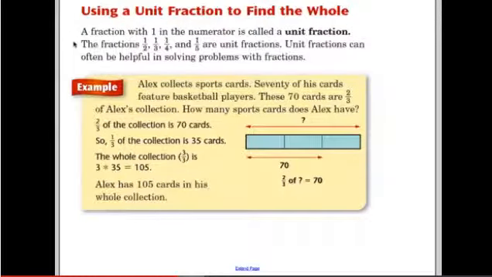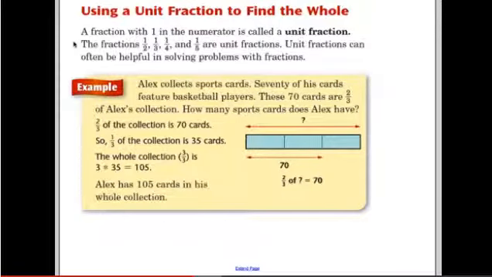You can also use unit fractions to find the whole, and I highly recommend this strategy. It works almost all of the time. A fraction with 1 in the numerator is called a unit fraction. For example, the fractions 1/2, 1/3, 1/4, 1/5, 1/17, 1/9, they're all unit fractions. Unit fractions can often be helpful in solving problems with fractions. Let's take a look at an example.